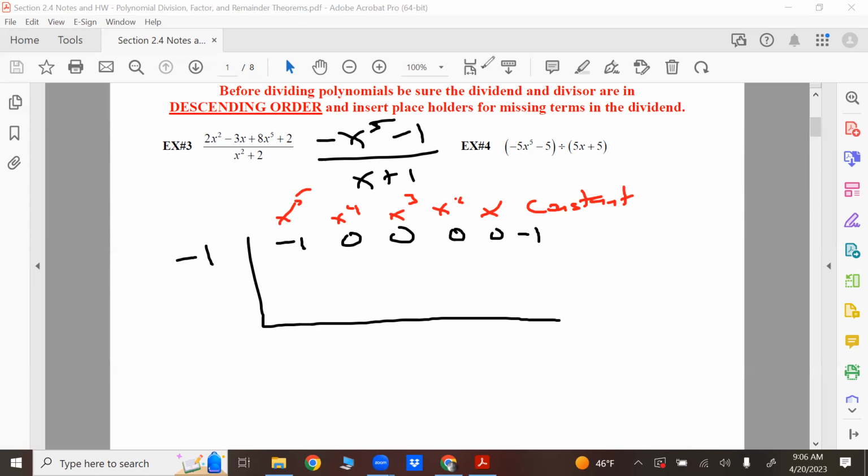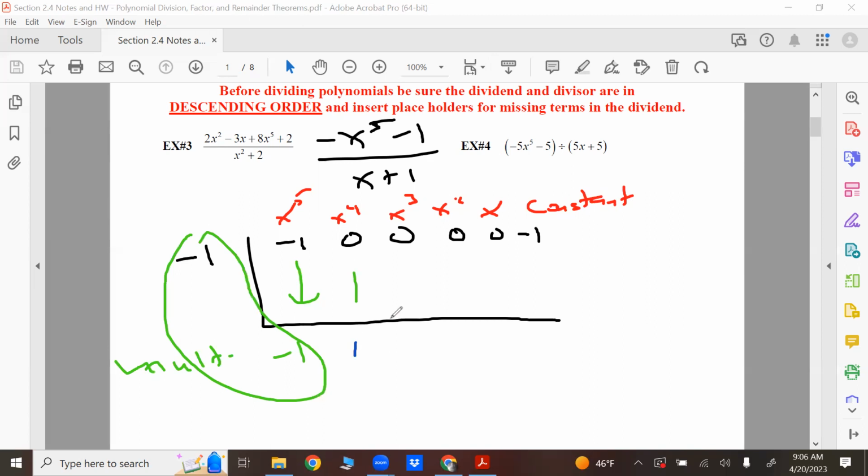Does anyone remember how this works? Okay, that's fine. I love the honesty. You bring down a negative 1. You bring it down. Good. Thank you, Claire. You multiply. You get negative 1, and you put it underneath the zero. Exactly. See, it's coming back. Then what do I do, Claire? Yes, good. Then you add it. And guess what? You rinse and repeat.